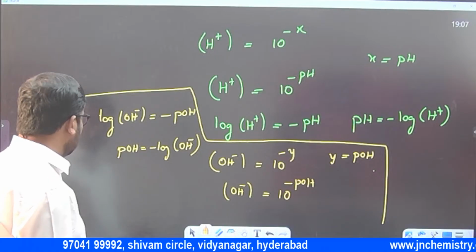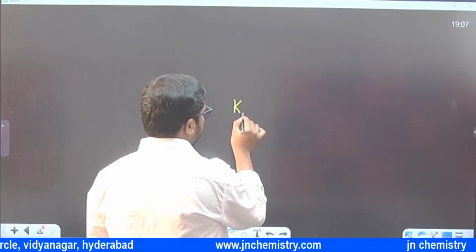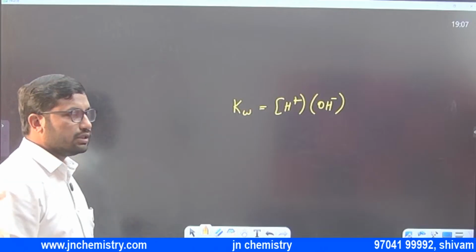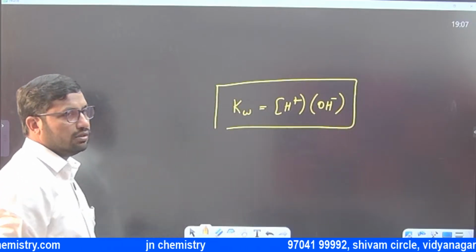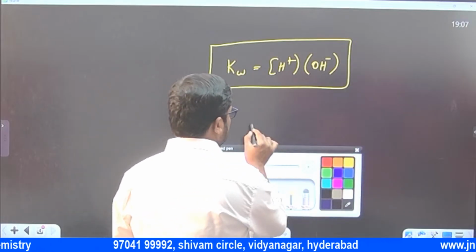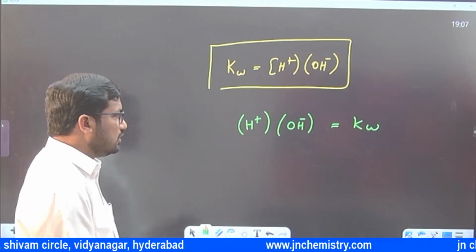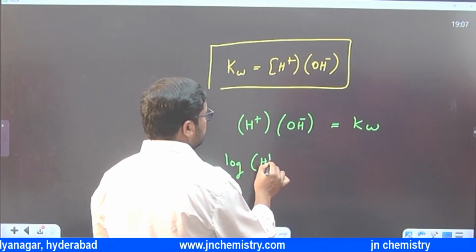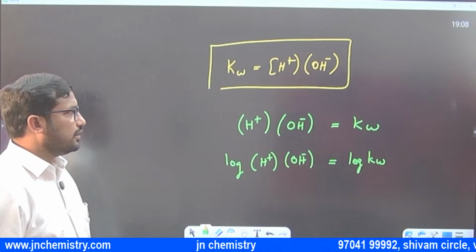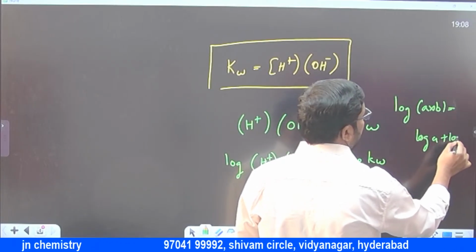And Kw also we discussed, no? What exactly is Kw? Kw is equal to H plus ion concentration into OH minus ion concentration. So can I write like this: H plus ion concentration times OH minus ion concentration is equal to Kw. Apply the log: log of H plus into OH minus is equal to log Kw. Log A into B is nothing but log A plus log B, no.